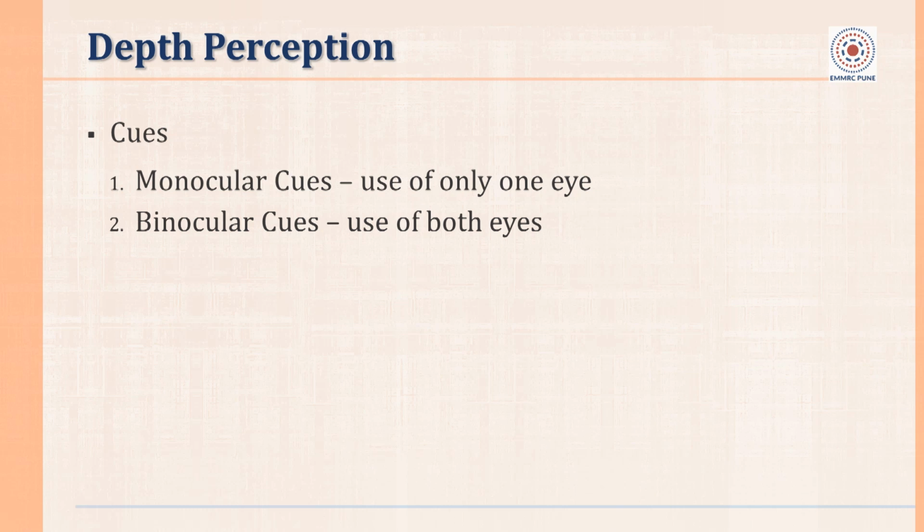Various cues exist which help us to perceive depth in the world. Some cues require use of only one eye. These are called monocular cues. And some cues result because of the use of both eyes. These are called binocular cues. Now let's understand some examples of monocular cues.